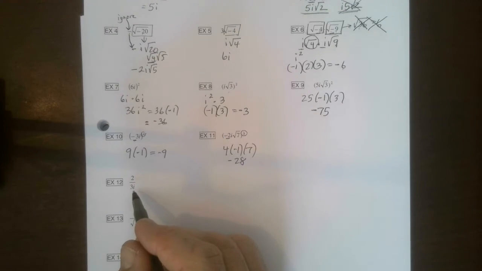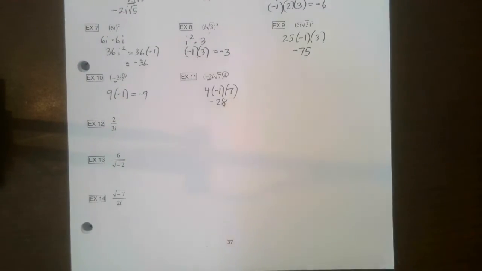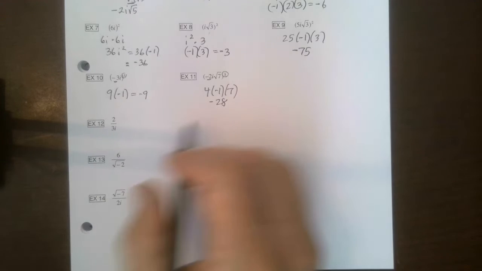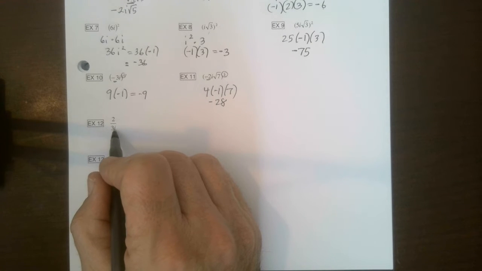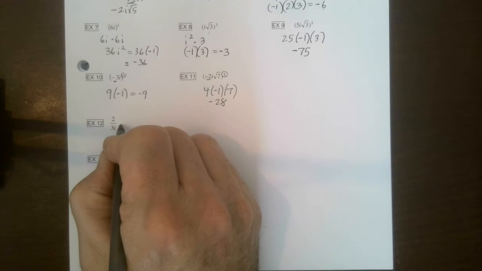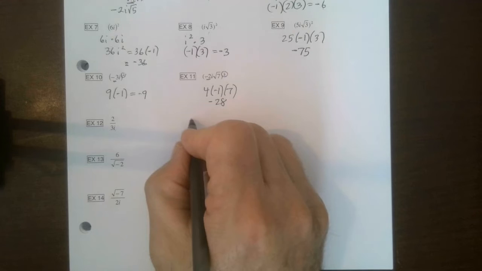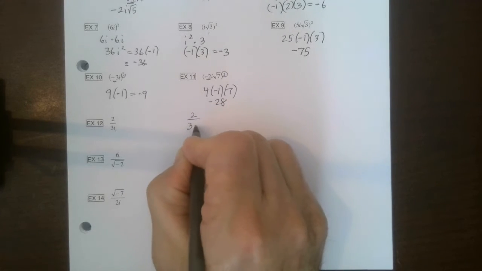Now we've got the letter i in the denominator. Okay, it's going to cause some problems. Remember, i is the same thing as the square root of negative 1. So we have a radical in the basement. We can't have that. And see, I'm going to show you this a couple different ways.